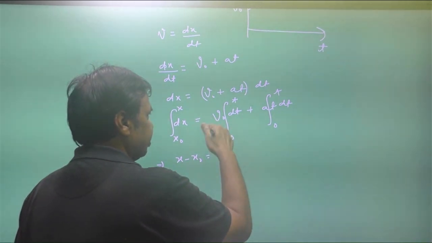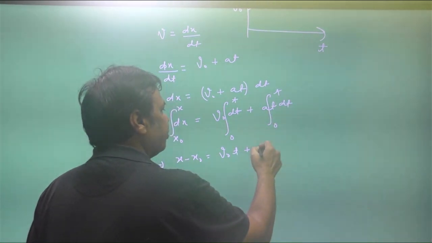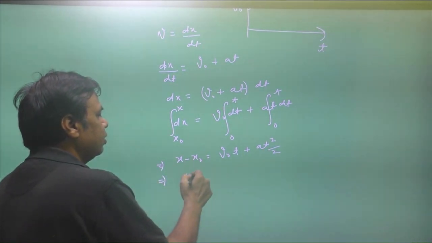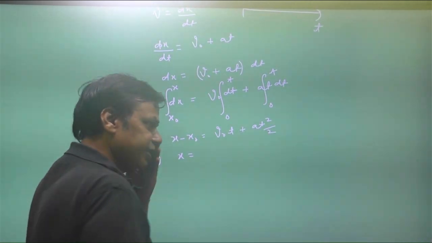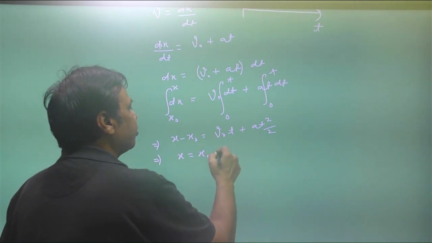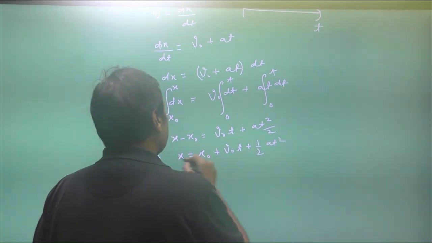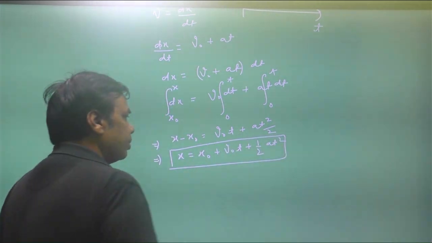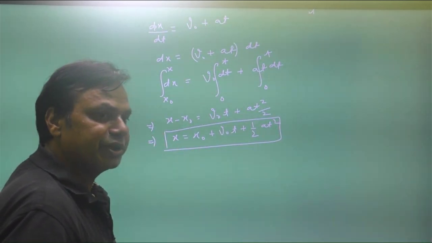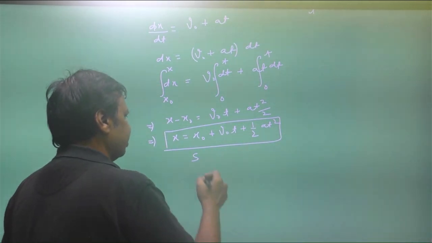Right hand side begins with v naught t, and then a t square by 2, and so you have the exact equation to find the x coordinate of the particle at any time t, and that is x naught plus v naught t plus half a t square. You perhaps remembered it like you must have written somewhere in your class 9 or in class 11.